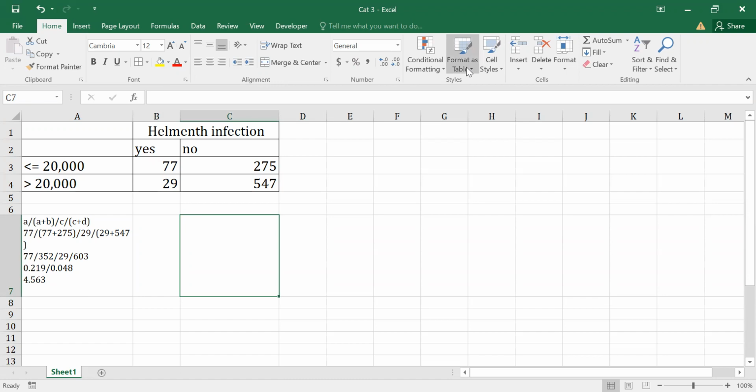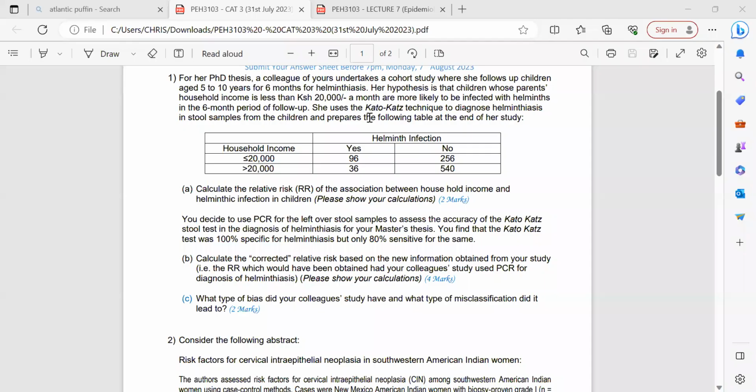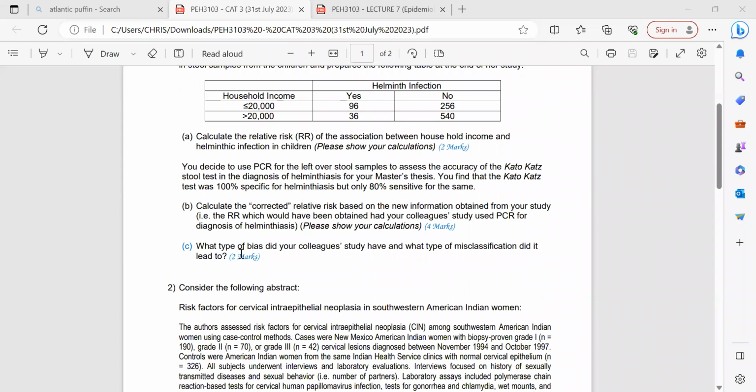Okay. If you have a different opinion, let us know, so that is the essence of having a group discussion. Just contribute. Now, what type of bias did your colleague's study have, and what type of miscalculation did it lead to? So thank you, Esther. What type of bias did your colleague's study have, and what type of miscalculation classification did it lead to? So what is this miscalculation?